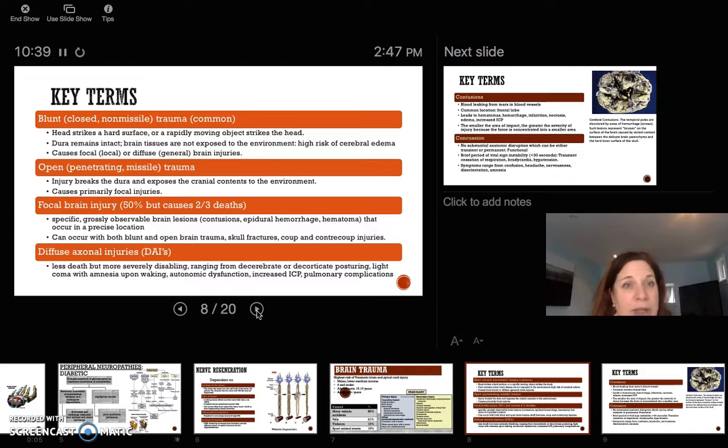This would happen, we will have DAI, so diffuse axonal injuries here, but the dura remains intact, the brain tissues are not exposed, the skull is not fractured, and if it is, it's a closed fracture. Or we have an open or penetrating injury, so a gunshot wound. This will cause injury to the dura and the cranial contents. We can have a focal brain injury, so a small part of the brain, for example, a bruise to our brain, as in a concussion or a hemorrhage from a stroke. That is an example of a focal brain injury.